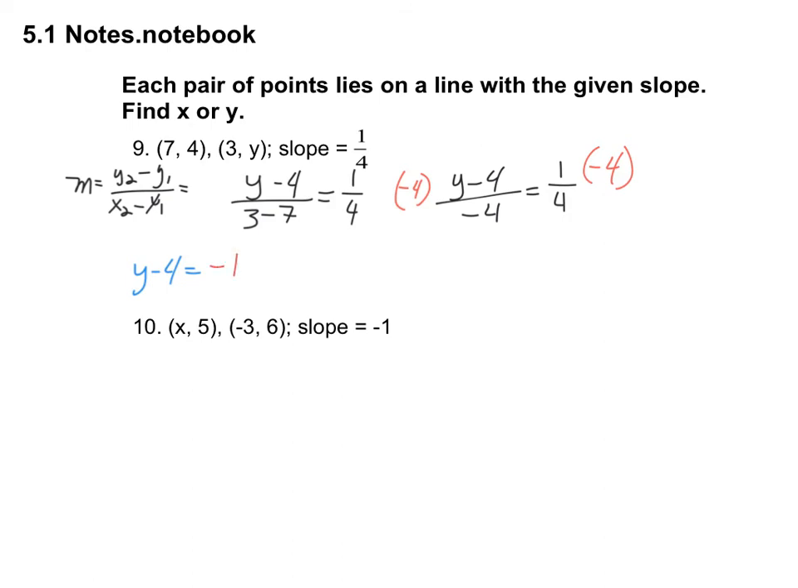All right? So the next step, I think most of you can figure out how to solve this from here, is I'm going to add 4 to both sides. And then I'm going to be left with y is equal to 3. All right? And if you wanted to, you could plug that back in to our point for y, and make sure that your slope would actually equal 1/4, and you'd find out that it indeed does.